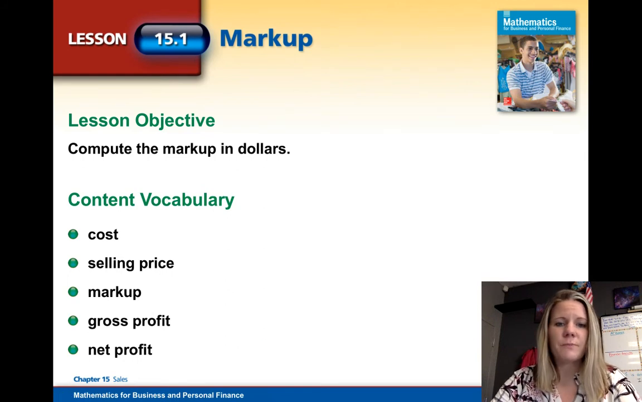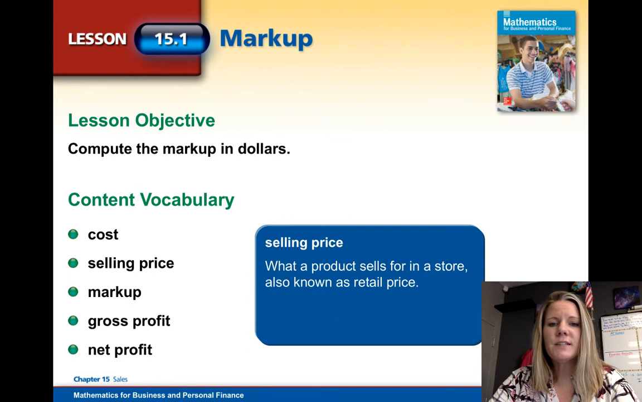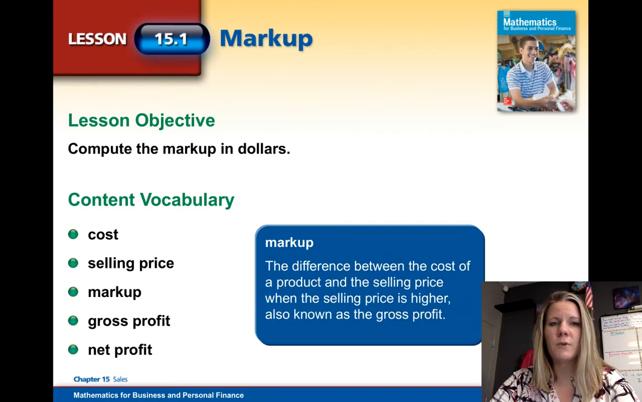Let's go through them. Of course, cost is the actual amount paid for a product. It includes lots of charges that the store incurs. Selling price is what the product sells for in the store. Notice we used retail price as a term as well. Markup is the difference between the cost of the product and the selling price of the product.